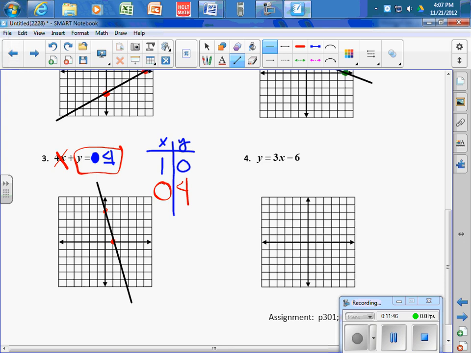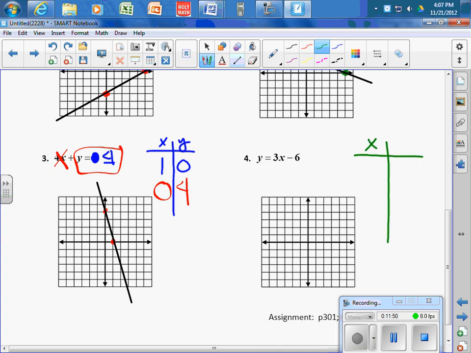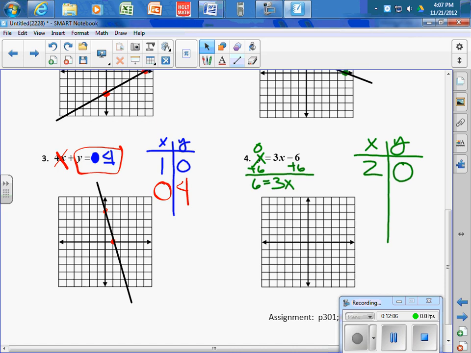Y is equal to 3x minus 6. A little bit different story here. A little bit, not a whole lot. We have x and y. I'm going to put my 0 in for the y first. That disappears. That's a 0 though, right? In this case, I'm going to have to add 6 to both sides. 6 is equal to 3x. Divide both sides by 3, and I get x is equal to 2.